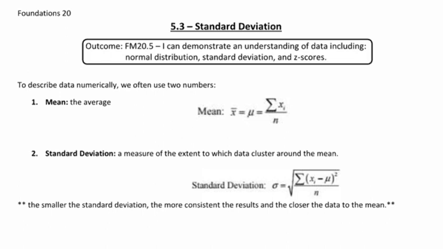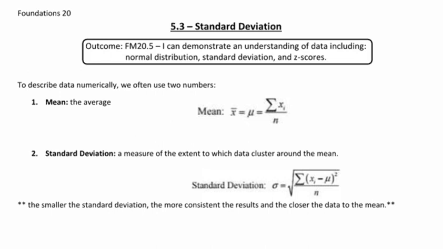5.3 Standard Deviation. In this section, we're going to be learning about a new term called standard deviation, but we need to be incorporating a term we are already familiar with called the mean. So to describe data numerically, we often use two numbers.